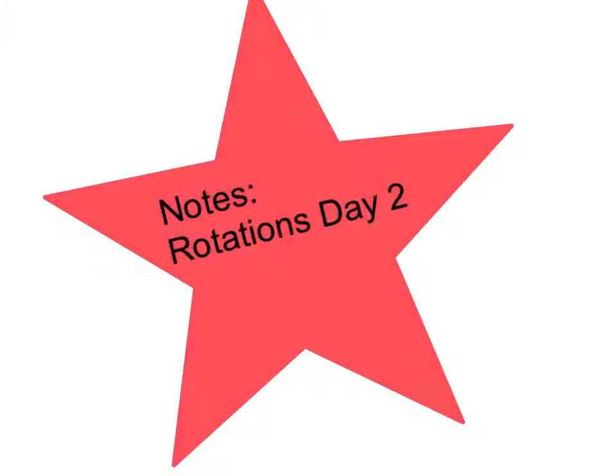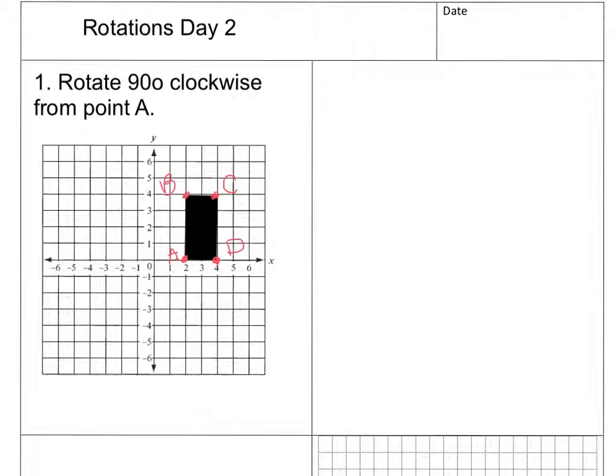Today's notes is just rotations day 2. There are no new vocabulary words. Okay, so for the first example, you're now going to rotate not off of the origin, but off of the point. So before, we would always rotate off of the origin, and it was just easy because we could just rotate our paper, regraph the points in another way.